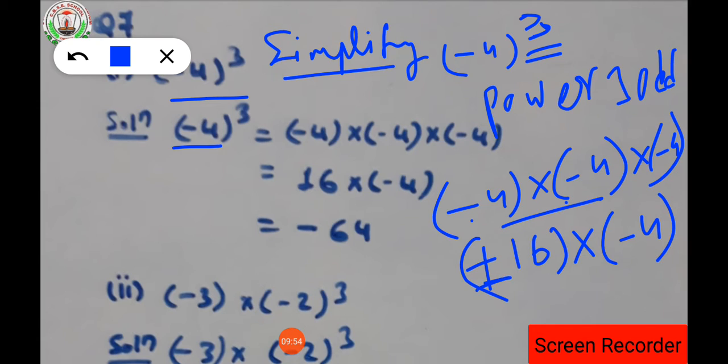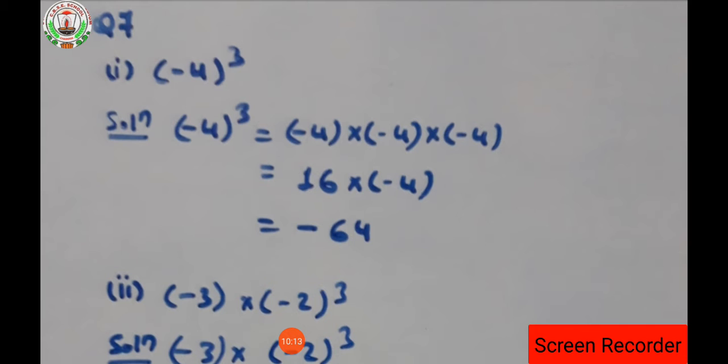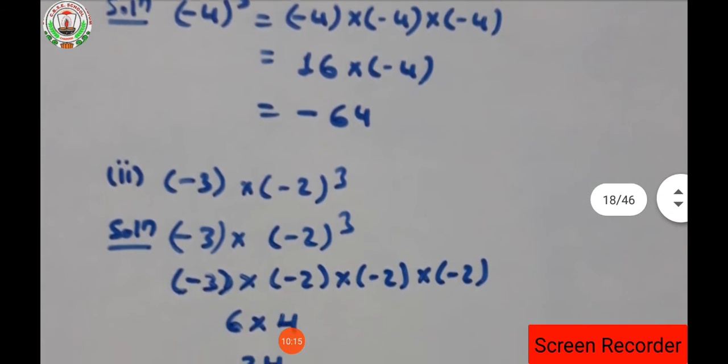Now here plus. Do you remember the integer chapter, where we saw sign notation? That will be helpful here. So plus and minus will become minus itself. 16 into 4 will be 64. So what will be the required answer here? Minus 64. Clear up to here?